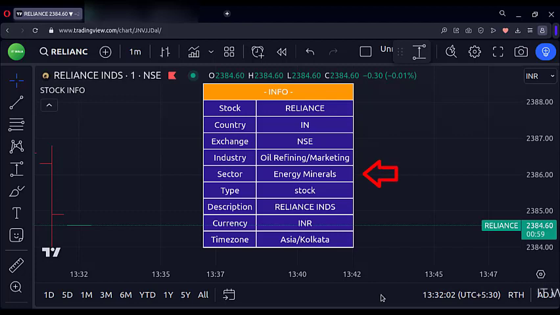The company primarily belongs to the energy mineral sector. This particular chart is of stock type. Other types could be futures, commodities, currency, crypto, etc. This is the description provided by the TradingView. The currency is the Indian rupee. And the time zone is Asia/Kolkata, which is in India. Let's see some other stock.